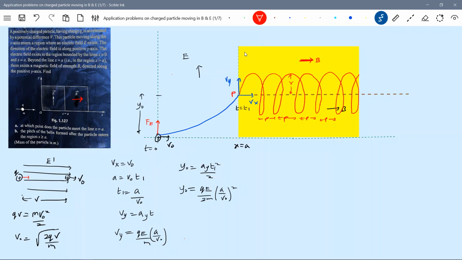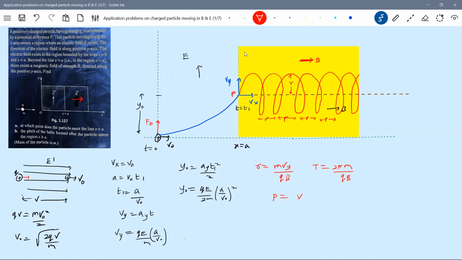Okay, let's get into all the unknown things. Who will determine the radius? Which component? m Vy by QB. What is Vy equal to? We know here from the earlier result, able to interlink all. Then the time period of revolution is independent of the speed of projection. It is 2 pi m by QB. Time period of revolution. Then what about the pitch?